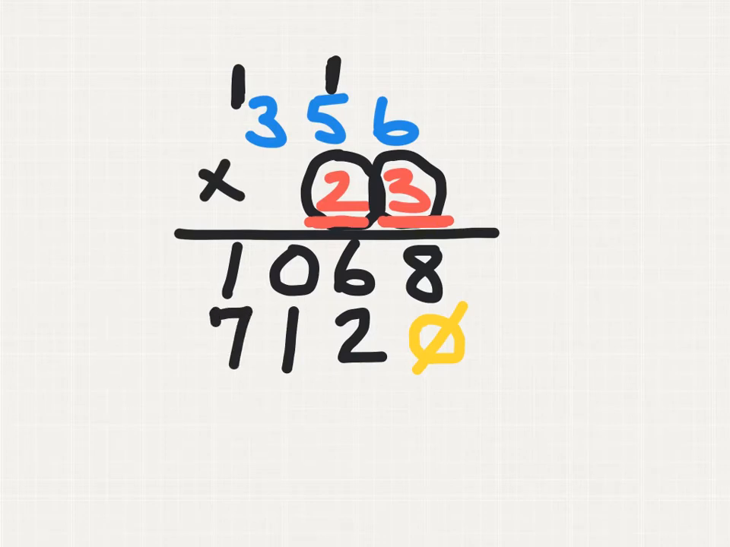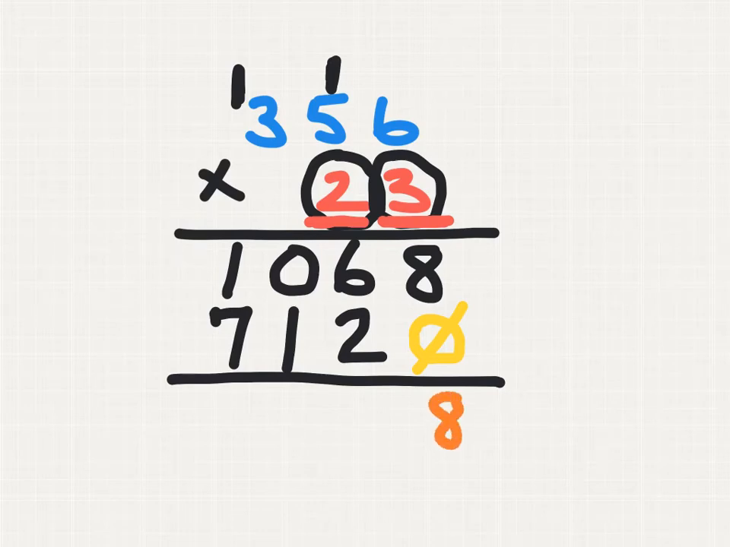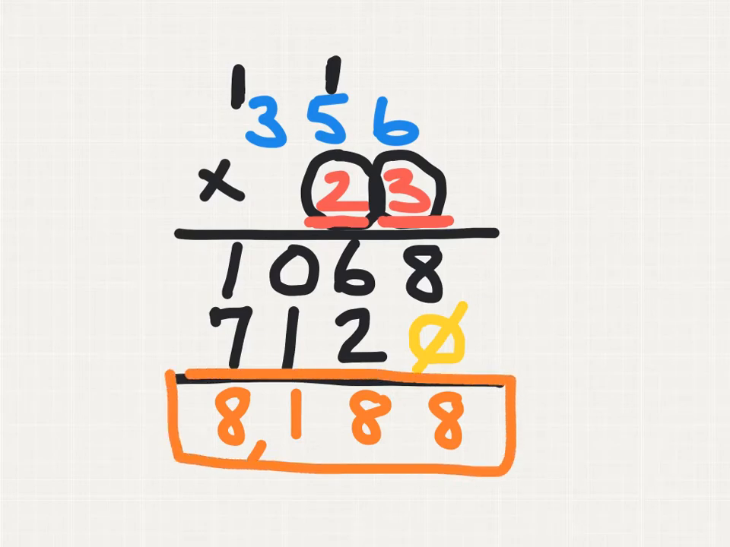Now at this point, we're done multiplying. We're simply going to add to get to our final product. So 8 plus 0 is 8. 2 plus 6 is 8. 1 plus 0 is 1. 7 plus 1 is 8. Our product is 8,188. That is the solution to the multiplication problem of 356 times 23.